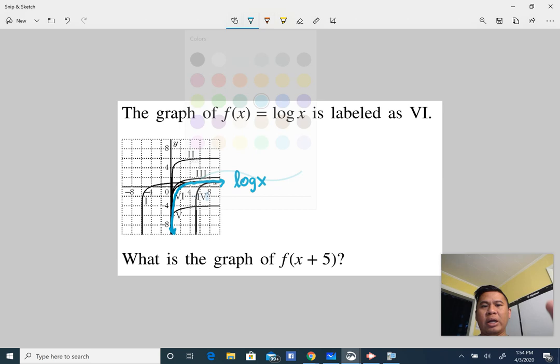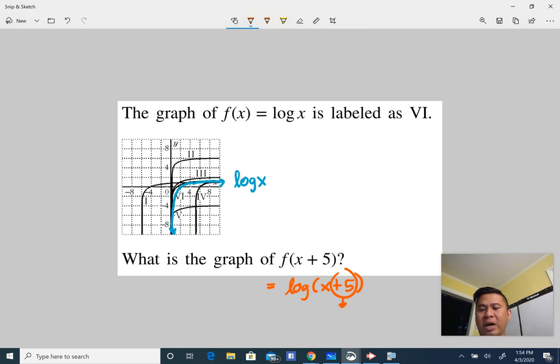Now we want to analyze, in this case, what's the function value at x plus 5. So this means that instead of log of x, we will now have log of x plus 5. And once again, when you see a plus 5 inside the parenthesis, that means we have to move left 5 units. So in this case, from log of x in blue, we have to move 5 units from here.